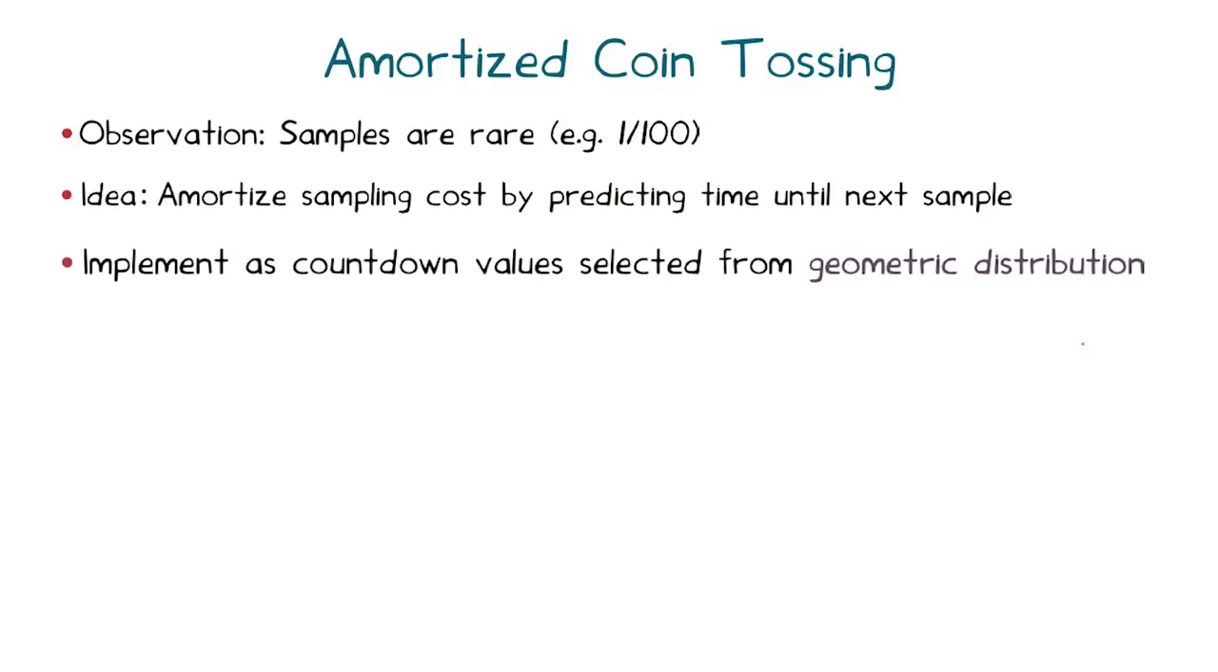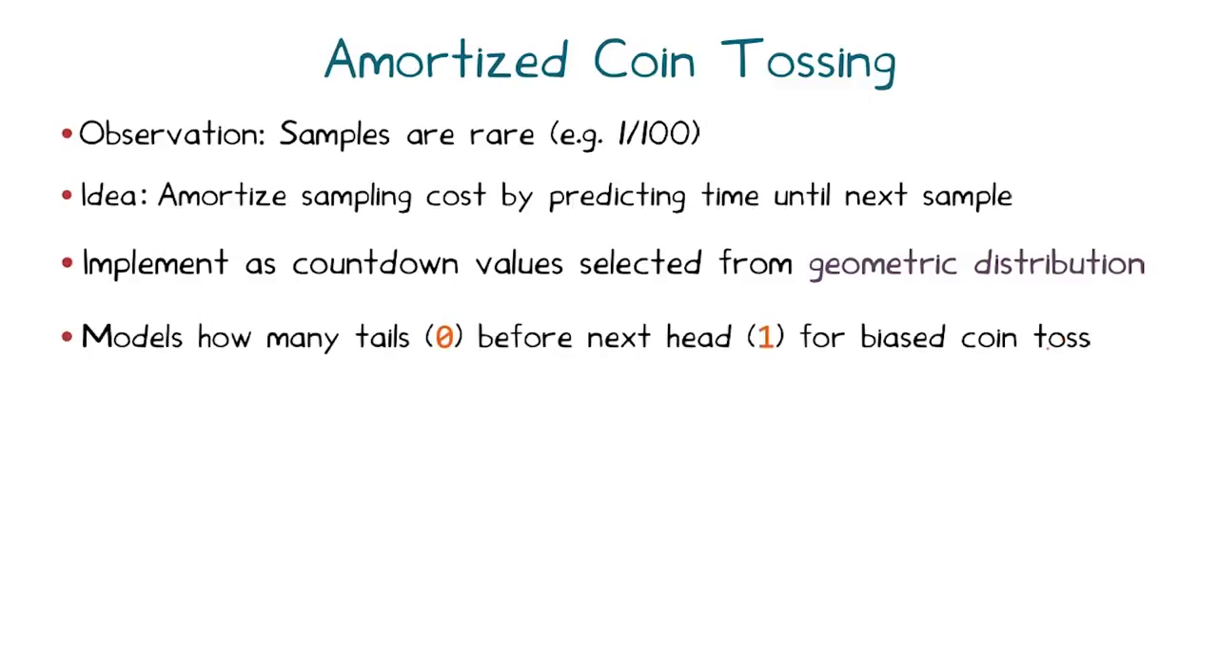This strategy can be implemented as countdown values selected from a geometric distribution that gives a random number of tails, that is zeros, with the same distribution between occurrences of heads, that is ones. This distribution of runs of tails is close enough to the distribution we'd observe if we had instead flipped a coin with a 1% chance of heads many times in a row. This gives us a way of knowing ahead of time how many sites we will need to skip before making our next sample.